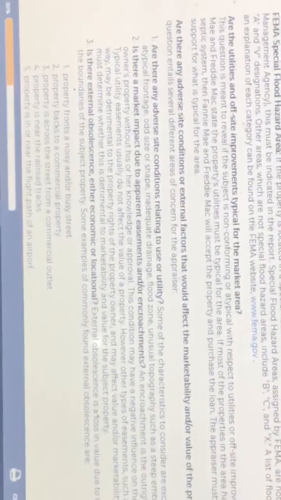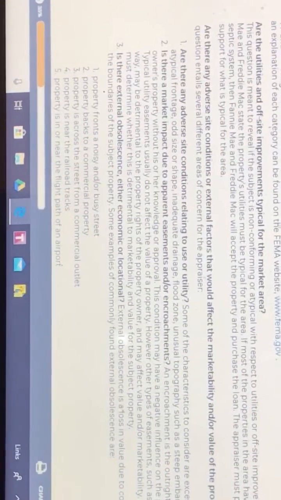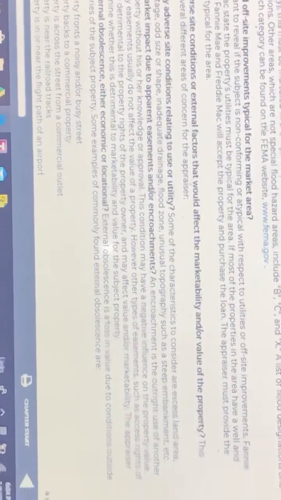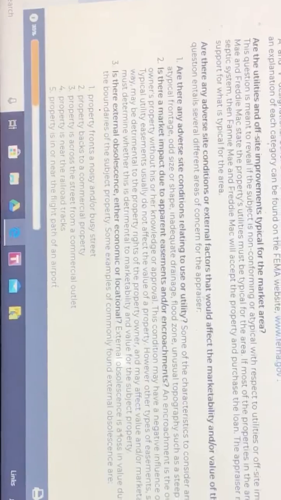Number 2, is there a market impact due to apparent easements and/or encroachments? An encroachment is the outright use of another owner's property without his or her knowledge or approval. This condition may have a negative influence on the property value.